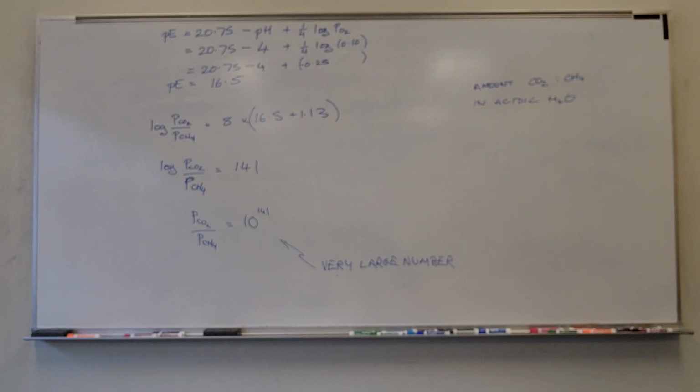So this was a complicated way of telling us this does not happen. This was a quite long-winded and complicated way of the book saying you are completely outnumbered. The amount of carbon dioxide that's in the water versus the amount of methane that's going to be in the water is astronomical. 10 to the 141 to 1. Okay?